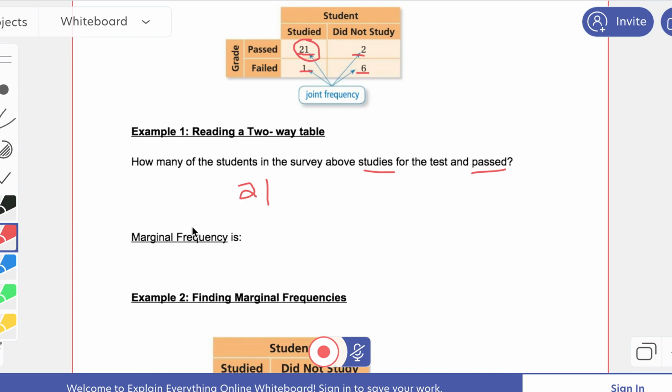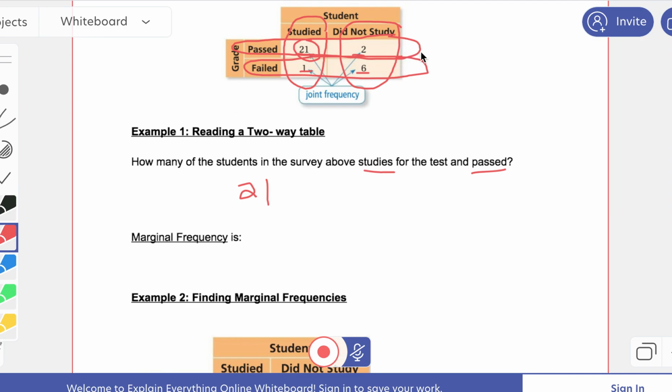Well, what about a marginal frequency? What do you think this might mean? A marginal frequency. To give you a hint, these are called margins. Think of columns and rows. I have this margin of people who studied and this margin of people who did not study. Well, I also have this margin of people who passed and a margin of people who failed.